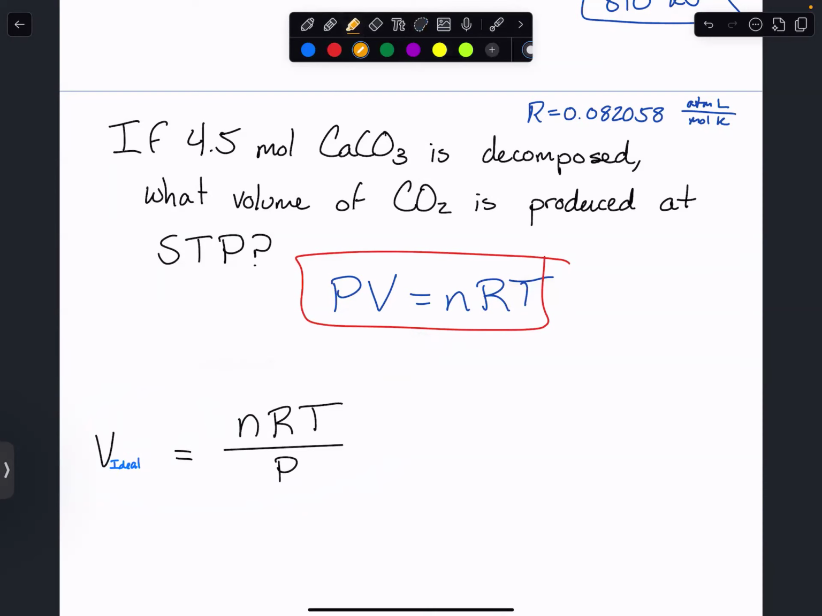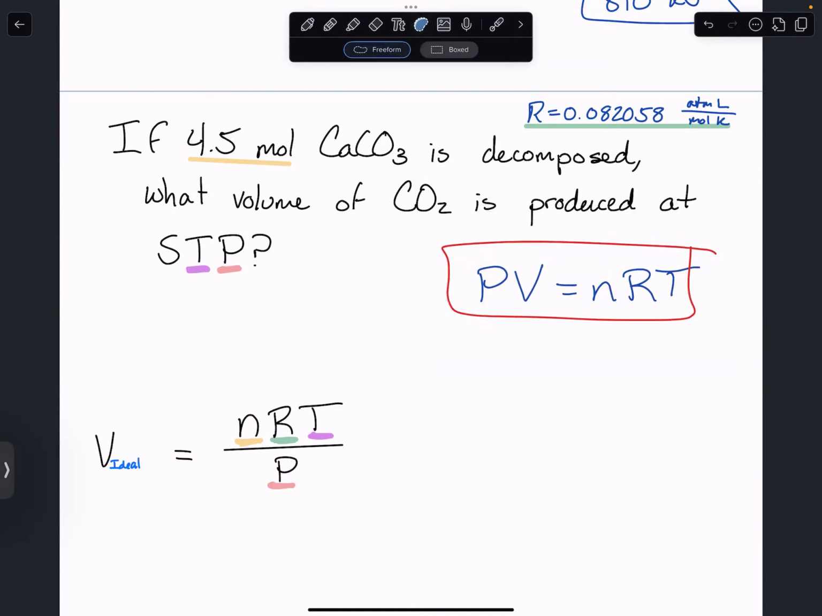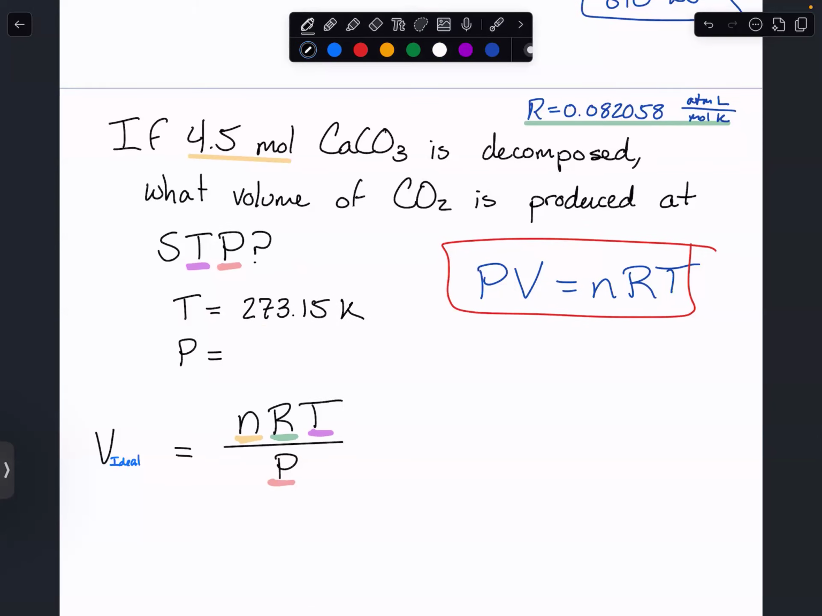All right, we're given that value of n in the problem, that 4.5 moles. We always have that value of R from our constants page, but we don't have our temperature and our pressure explicitly given to us. That is this information right here, the STP, standard temperature and pressure. So what is the temperature at STP? It's defined as exactly 0 degrees Celsius, which is exactly 273.15 Kelvin. And our pressure at STP is what? Exactly 1 atm.